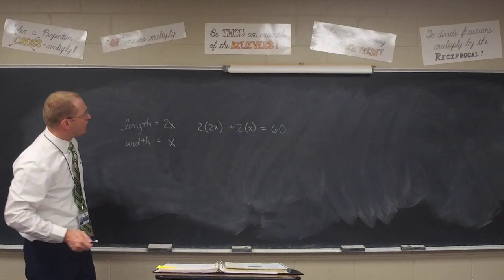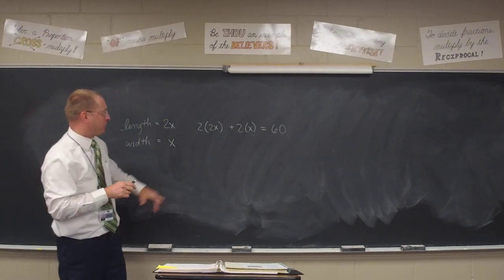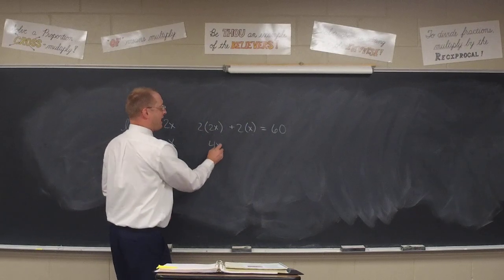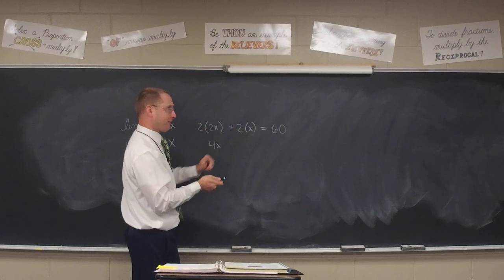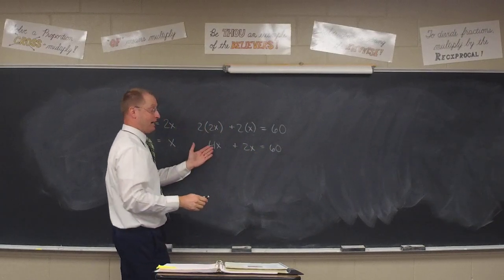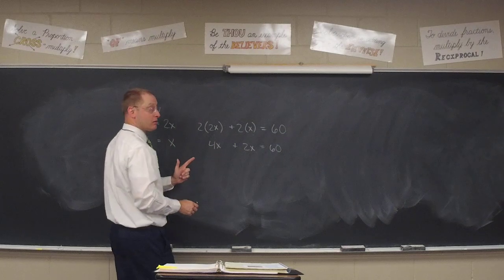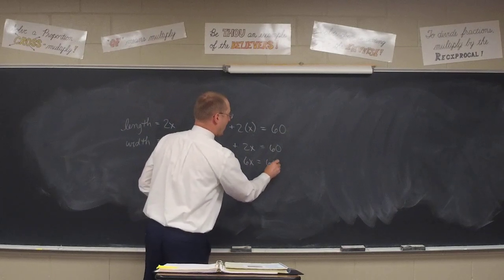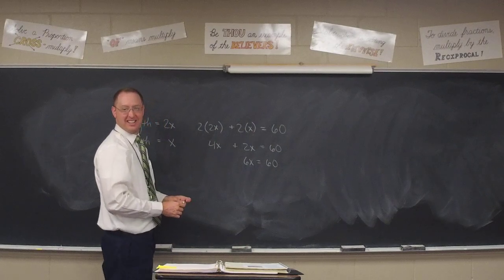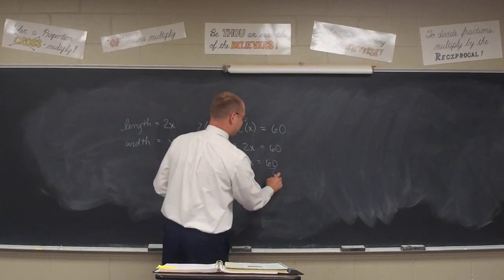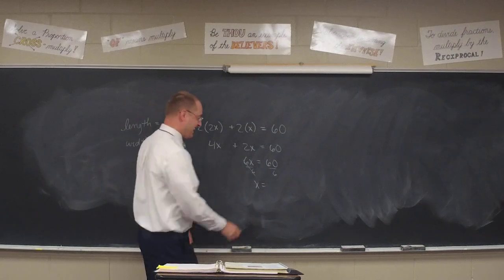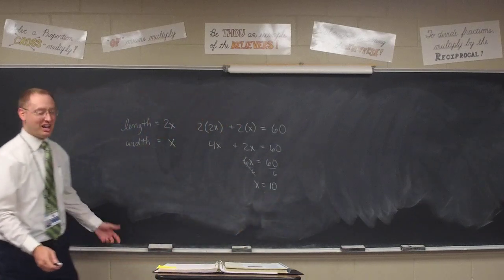Well, what do you suppose we'd get if we multiplied 2 times 2x? 4x. What about 2 times x? 2x. And so 4x plus 2x, 6x. And now we just divide both sides by 6, and suddenly it's not so bad. X just equals, class, 10. That's easy. There we go.